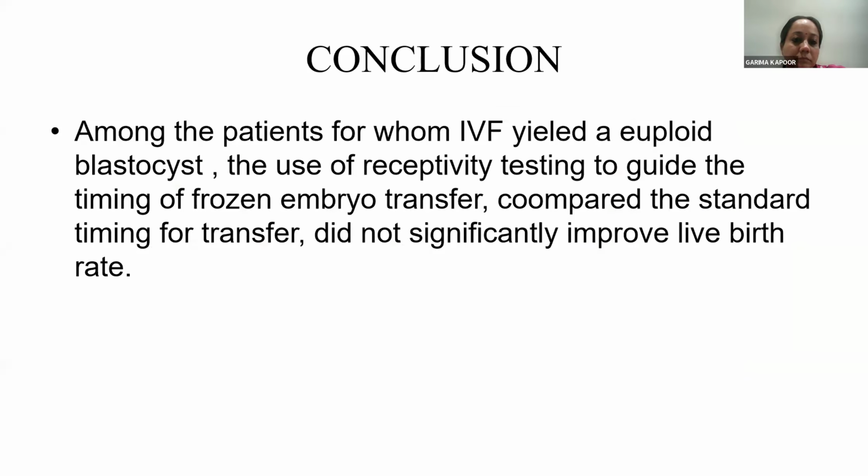So among the patients for whom IVF yielded a euploid blastocyst, the use of receptivity testing to guide the timing of frozen embryo transfer, compared with standard timing for transfer, did not significantly improve the live birth rate.